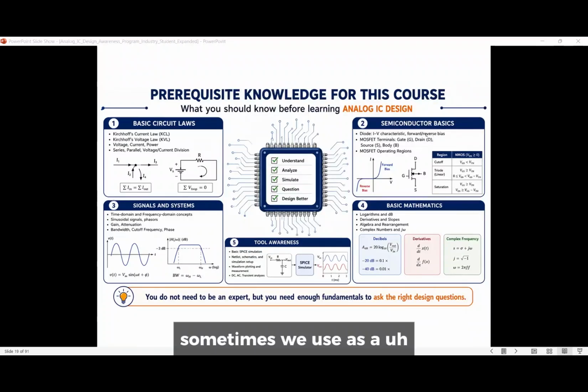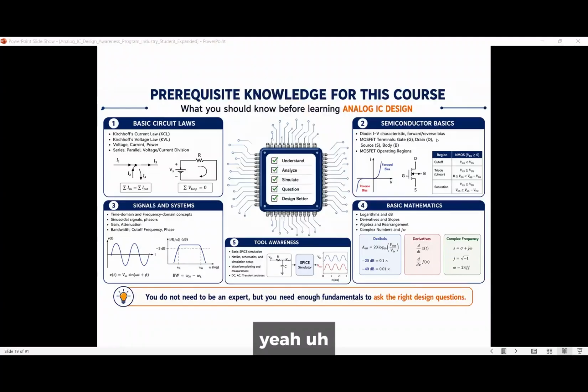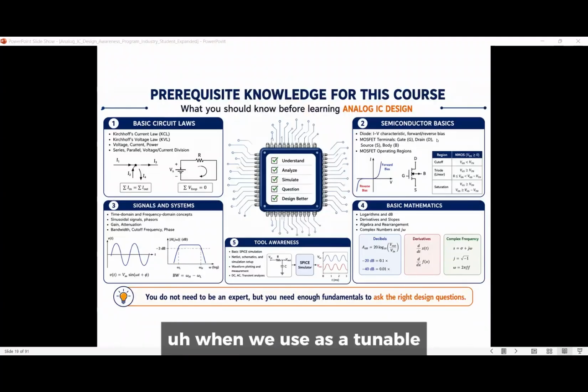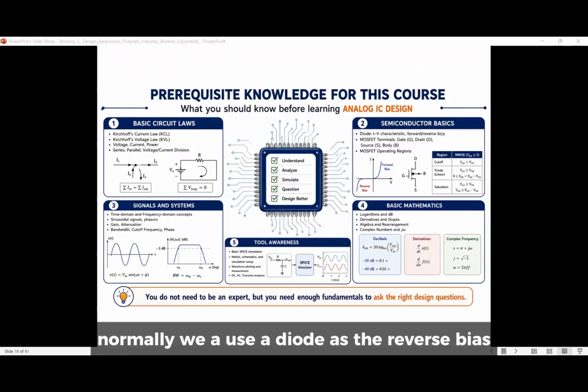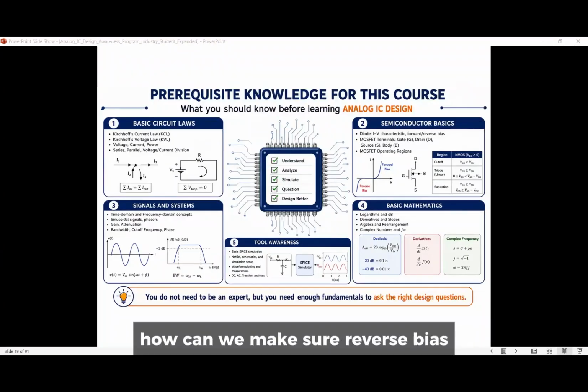Sometimes we use it as a tunable capacitor, I mean a variable capacitor. When we do that, normally we use the diode in reverse bias. So how can we do that? How can we measure reverse bias? We have to think about that.